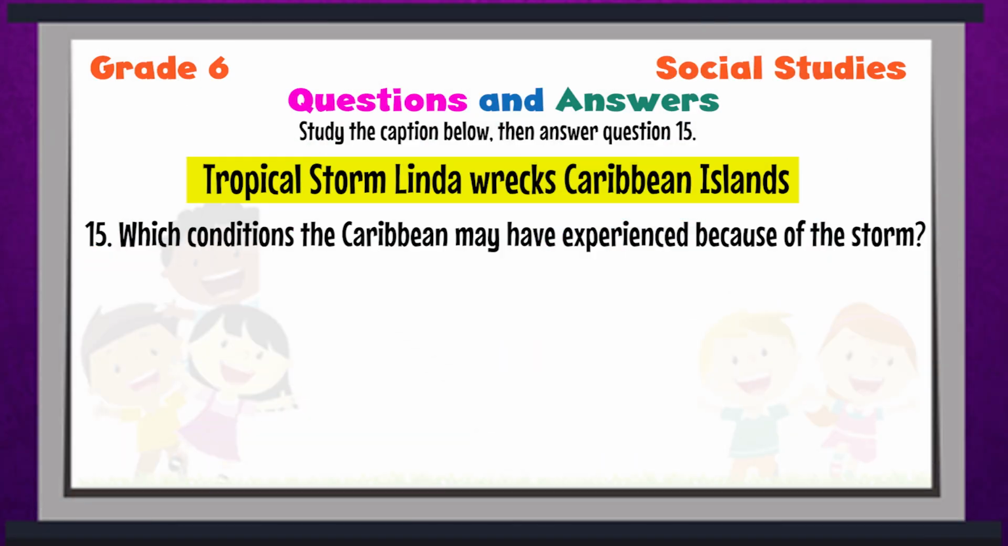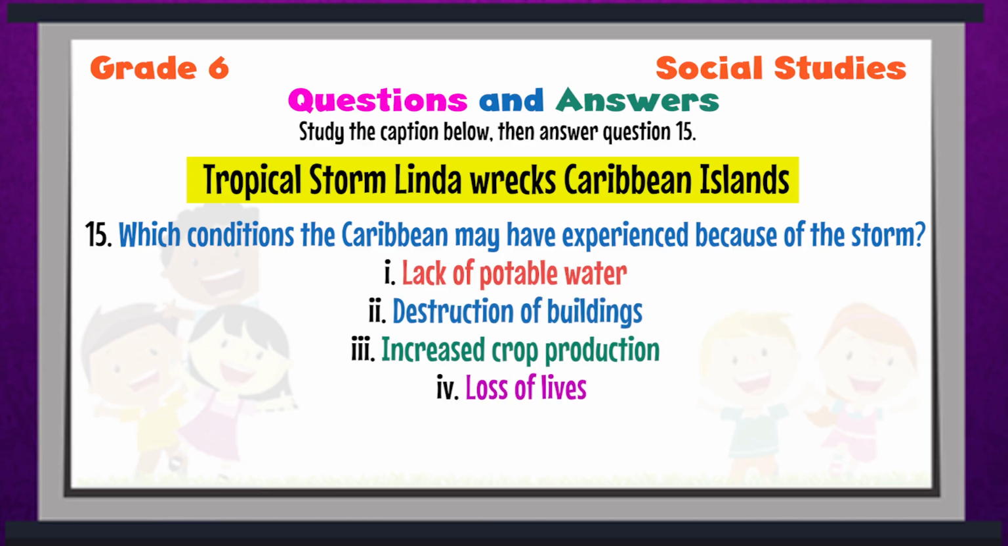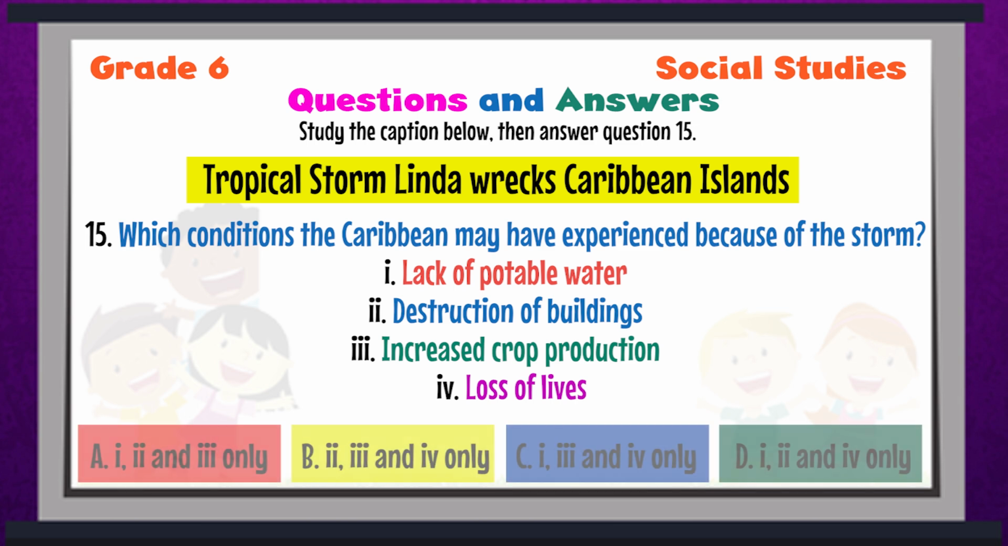And question 15. Study the caption below, then answer question 15. Tropical storm Linda wrecks Caribbean islands. Which of the conditions may the Caribbean have experienced because of the storm? 1. Lack of potable water. 2. Destruction of buildings. 3. Increased crop production. And 4. Loss of life.